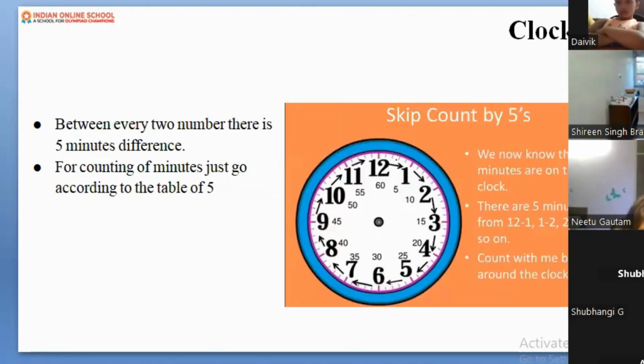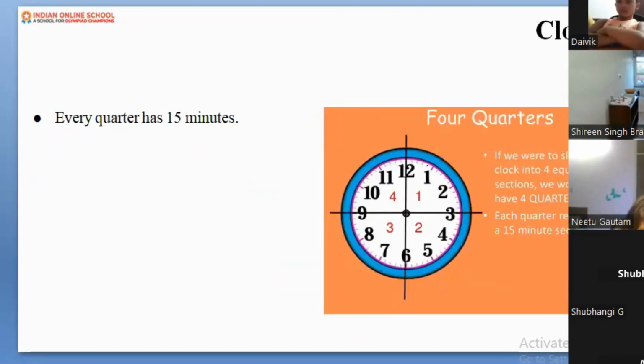Between every two numbers, there is a gap of 5 minutes. And what is the meaning of quarter? If somebody is asking about quarter, that means what? 15 minutes. These are the very basic things about the clock that we already know.